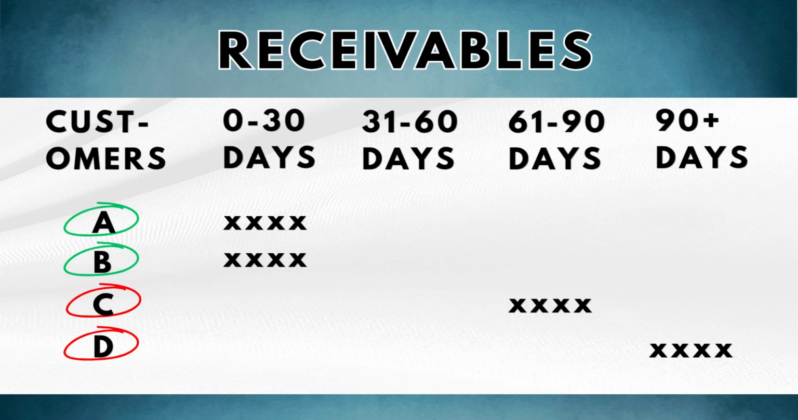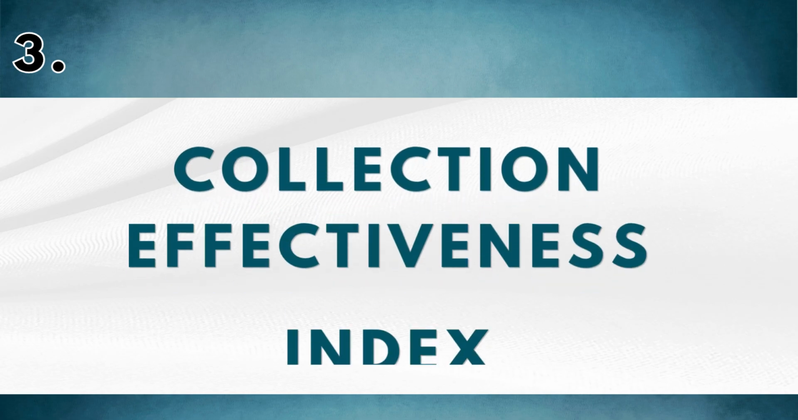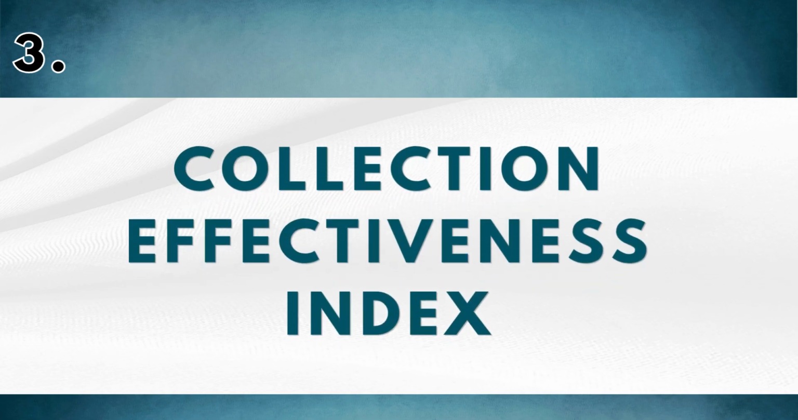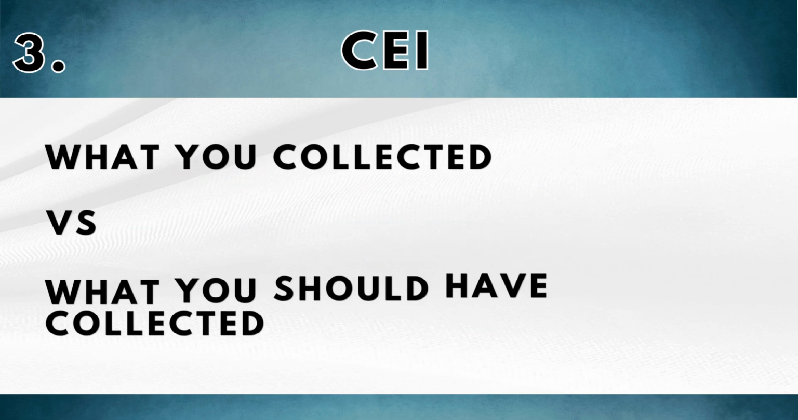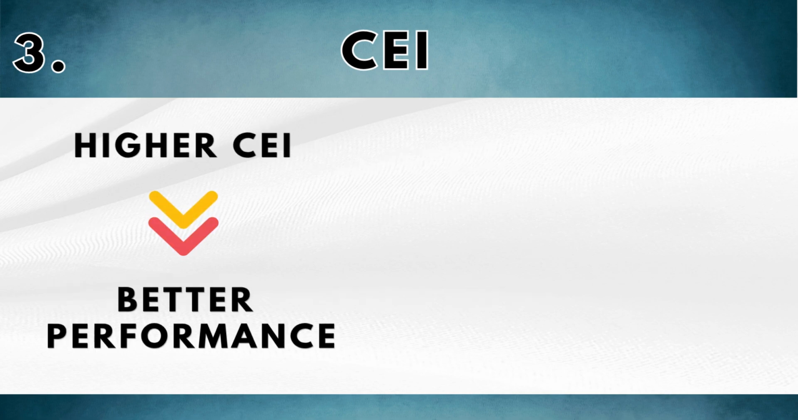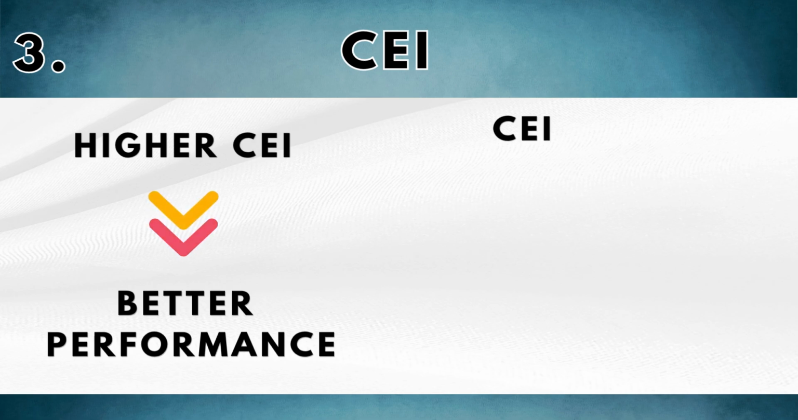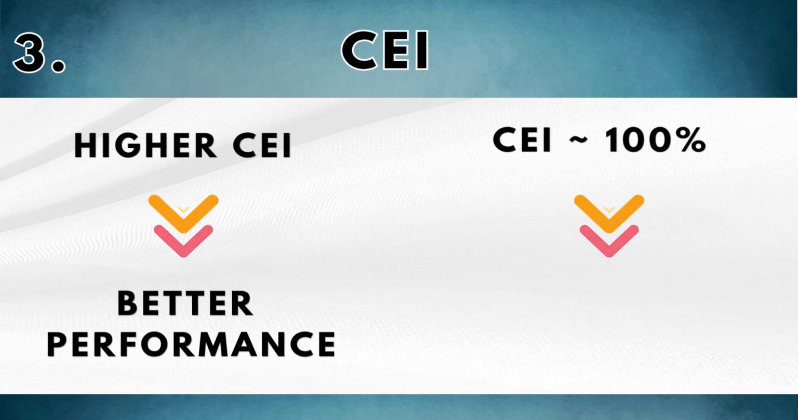Let's now look into the next KPI, Collection Effectiveness Index, which is called CEI in short. This sounds complex, but it's actually powerful. CEI measures how effective your collection team is. It compares what you collected versus what you should have collected. Higher CEI means better performance. A CEI close to 100% means excellent collections.